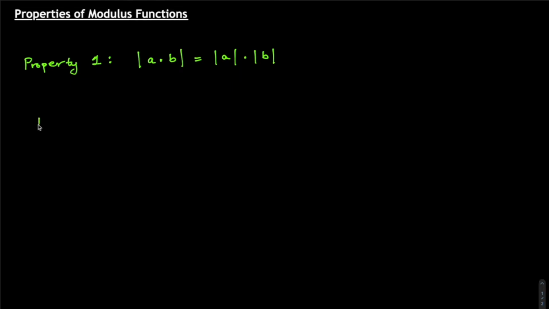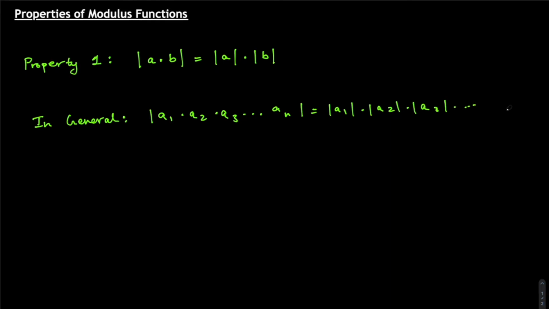In general, I can say modulus of a1 times a2 times a3, all the way to the nth term, which can be multiple different constants or variables inside, is equal to modulus of a1 times modulus of a2 times modulus of a3, all the way down to modulus of an.